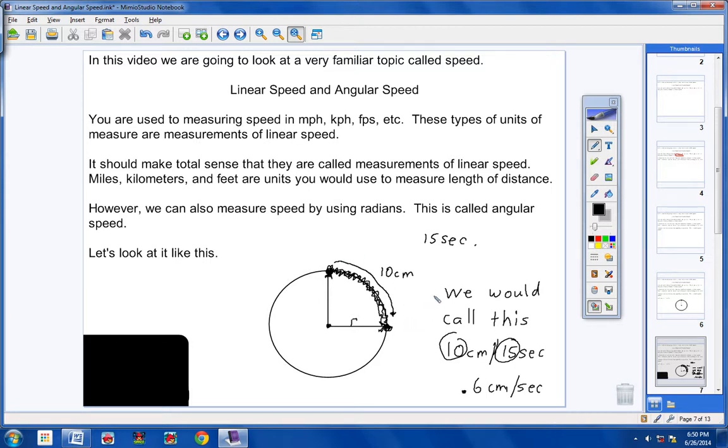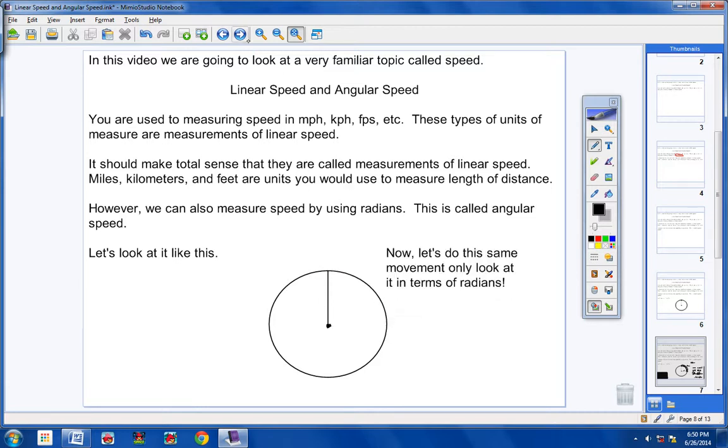Well, I'm glad you asked that question. Thanks for asking that question, because a clock really lends itself well to radians. So I can turn this example over now and use it in radians. Now let's do this same movement, only we're going to look at it in terms of radians. So you might want to draw another circle and take some really good notes.